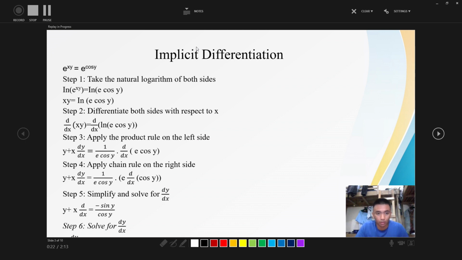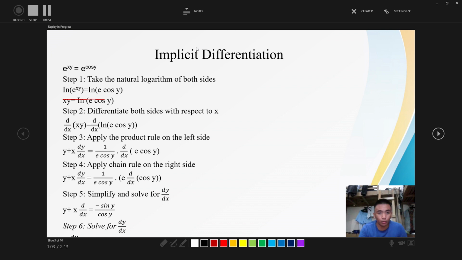By solving it, the first step is to take the natural logarithm of both sides. So ln e^(xy) is equal to ln e^(cos y). Taking the natural logarithm of both sides helps simplify the equation. By simplifying, this becomes xy equals cos y.